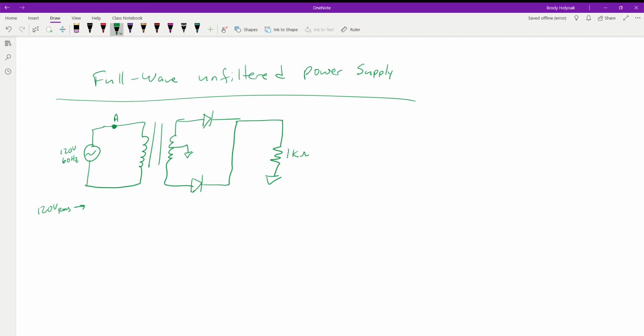So with that, we have 120 volts RMS. We want to convert that into voltage peak. Our formula was that V RMS is equal to V peak times 0.707. So we flip these around until we get V peak all by itself: V peak is equal to V RMS divided by 0.707. We plug that in. The V peak at our primary is equal to 120 divided by 0.707. That gives us 169.7 volts peak.